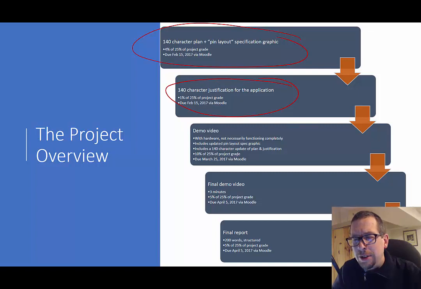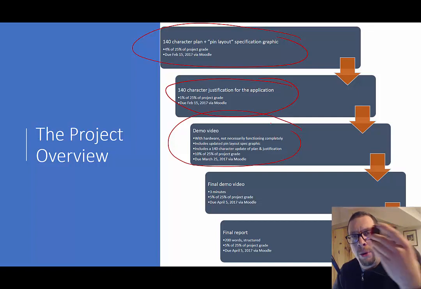After that, due on the 25th of March, so basically a month and some after that, is a demonstration video. And here what we're looking for is a demonstration of some hardware that you've purchased and you put together, maybe done some customization, some breadboard work on there.